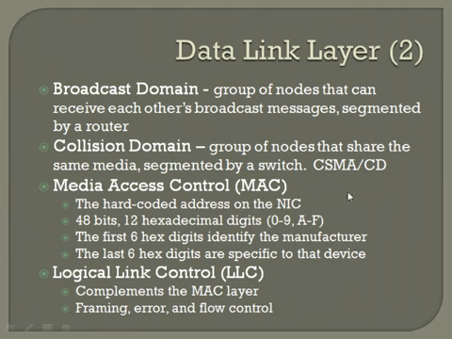There are actually two sub-layers to the data link layer: the media access control layer and the logical link control layer. The MAC layer, especially working in the NOC, you've probably seen this printed on the back of cable modems and routers and all that kind of thing. It's a hard-coded address on the NIC. Every NIC has one. It's 48 bits, zeros and ones, 12 hexadecimal digits, 0 through 9 and A through F.